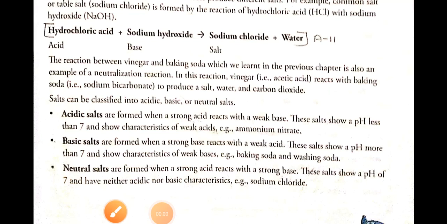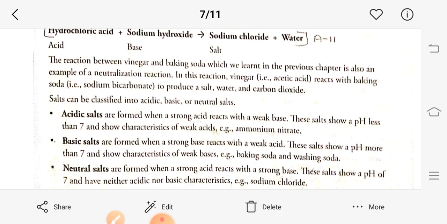Basic salts are formed when a strong base reacts with a weak acid. This shows a pH value of more than 7. Examples are baking soda and washing soda.